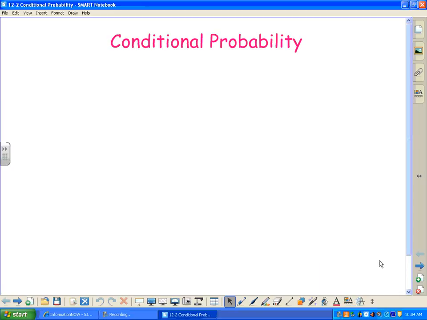Okay, we're going to do something today called conditional probability. We spent the last 2 days doing some statistical stuff. Now I want to move on to some probability ideas. And this first one is conditional probability.